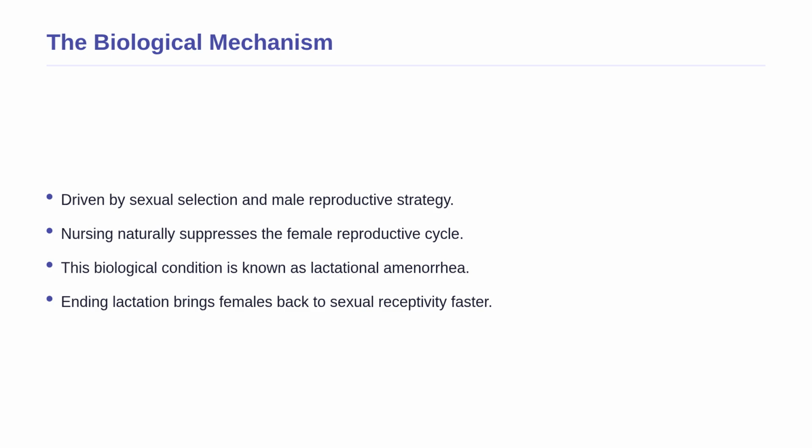By killing these unrelated infants, the new male abruptly ends the female's lactation. This forces their bodies to return to sexual receptivity much faster. For a male who has just fought hard to win a group of females, this is a crucial reproductive strategy driven by sexual selection.